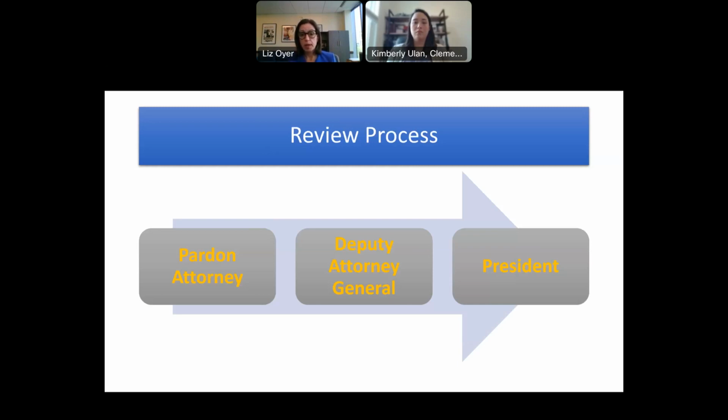They will run a background investigation to confirm that you don't have any new criminal convictions or things like that. And once that investigation is complete, the recommendation can be finalized and ultimately go to the president. So that's generally how the review process works. The review process for pardons, because of the background investigation requirement, can be lengthier generally than the review process for commutation applications.